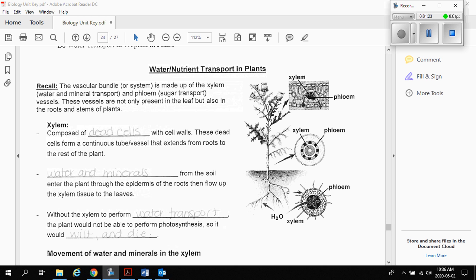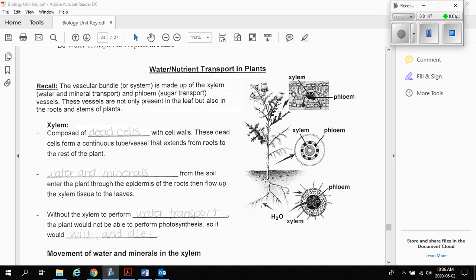So water and minerals from the soil enter the plant through the epidermis of the roots and then flow up the xylem tissue to the leaves. So that epidermis of the roots, the epidermal or kind of the skin layer of the roots, allows that water transport in. So it's based on osmotic pressure, we'll talk about that, and that will allow transport throughout the plant.